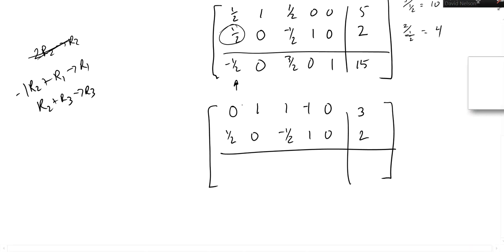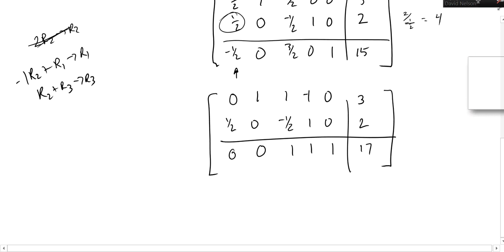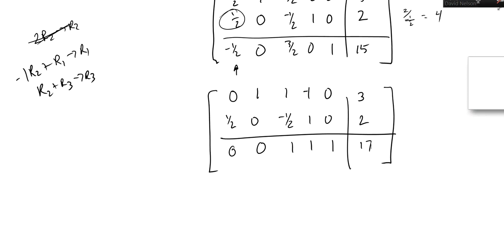And then row 2 plus row 3. So I can just add there: 1/2 and negative 1/2 is 0. 0 plus 0 is 0. 1/2 and 3/2, add those together. Negative 1/2 and negative 3/2 will add together to give you negative 1, wait, that gives 1. 0 plus 1 is 1. 0 plus 1 is 1. 2 plus 15 gives us 17. And so we are almost there.